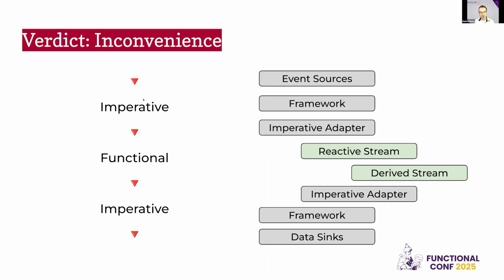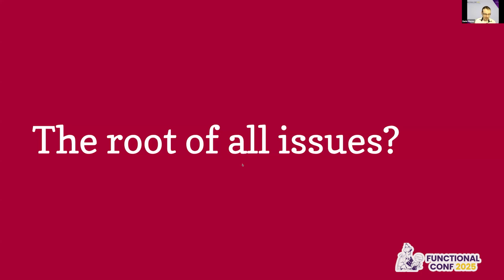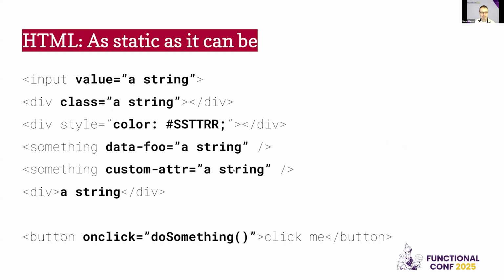The major problem is the switch between imperative, functional, imperative. So the frameworks give you a mostly imperative interface to interact with. If you want to use reactive streams, you have to convert back and forth, and that's really an issue. But it's not caused by the fact that framework authors are evil or bad or something. There is a root cause of all this, and it's not even an evil thing itself, it's just the nature of HTML.